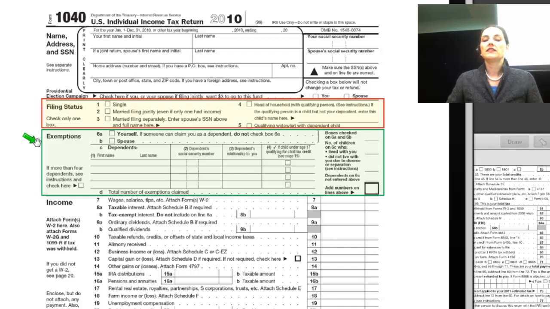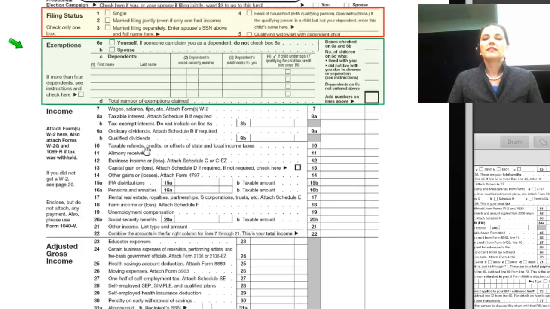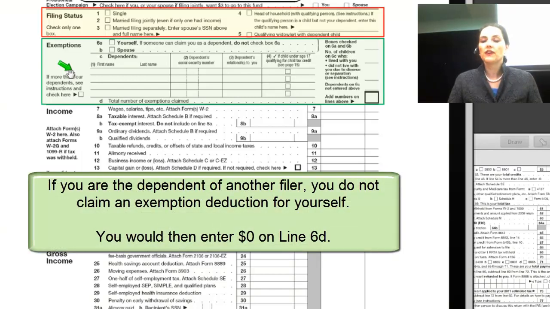Under the next section is the exemption section. Remember I told you that every person in the United States has $3,650 stamped on their forehead? Well, this is where we tell the IRS how many people you're claiming $3,650 for. So exemptions are important because you get to claim an exemption for yourself as well as any dependents you claim on your tax return. Each exemption that you claim gives you a tax deduction of $3,650. The only exception to this rule is if you are the dependent of another filer. If you are the dependent of another filer, then you do not get to claim an exemption for yourself, and that means your exemption deduction would be 0.